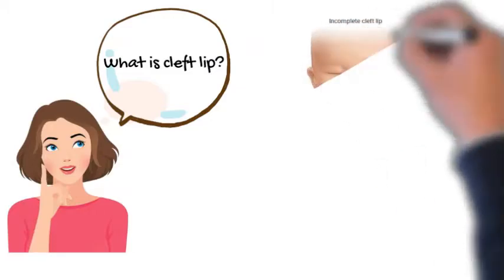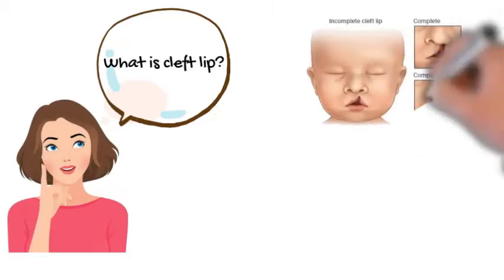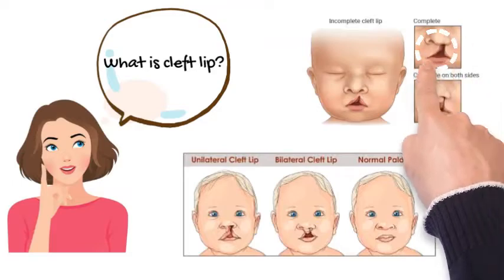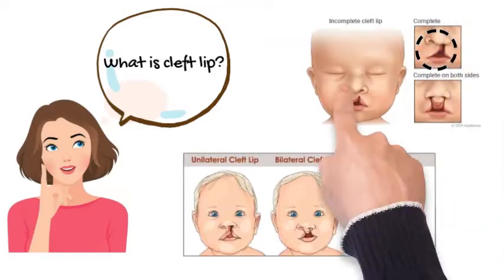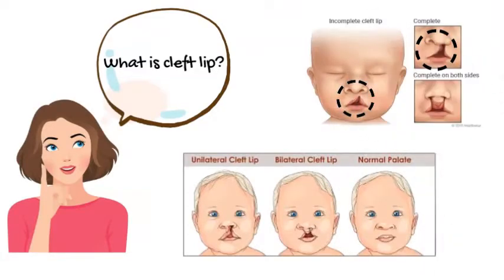Well, it's a separation of two sides of the lip, and in many cases, this separation will include the bone and gum of the upper jaw. It can be complete, in which the separation extends from the lip all the way into the nose, or incomplete, in which the nose is spared.